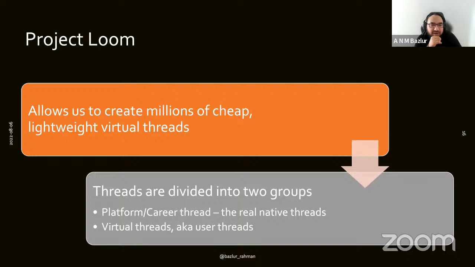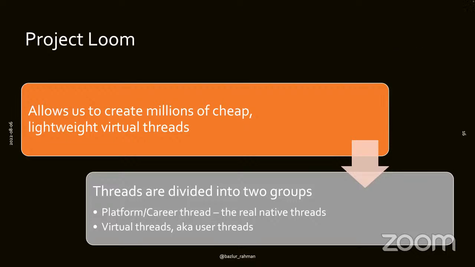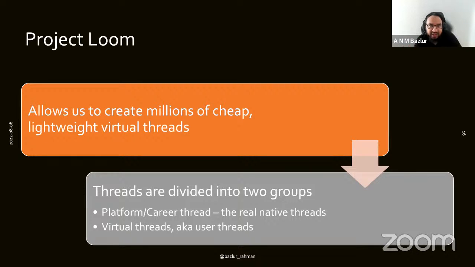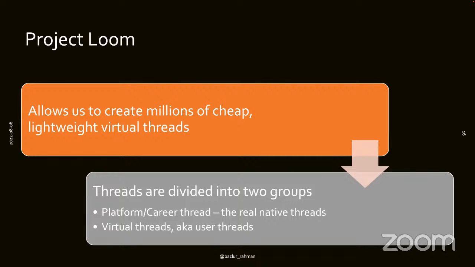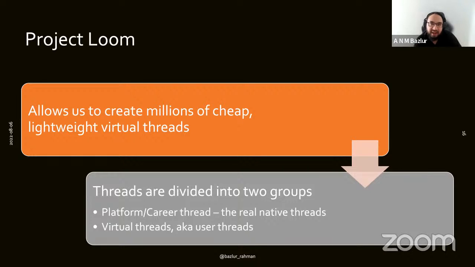Okay, so Project Loom, right? What it does basically is allow us to create millions of cheap, lightweight virtual threads. When we say cheap, that means, like I said in the earlier slides, the traditional threads are expensive. They're not easy to create. It takes effort, it takes memory, and context switching requires a certain amount of time. The virtual thread is basically the opposite of that. It's cheap, meaning you can create it easily. It's lightweight, meaning it doesn't take the amount of memory that traditional threads take.